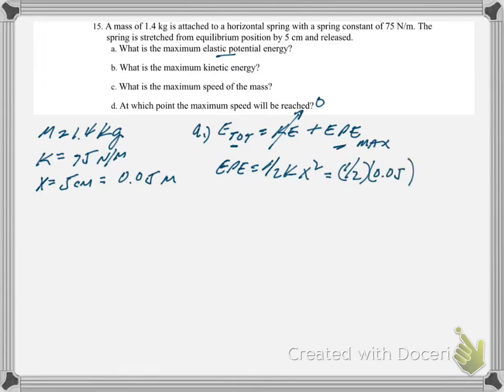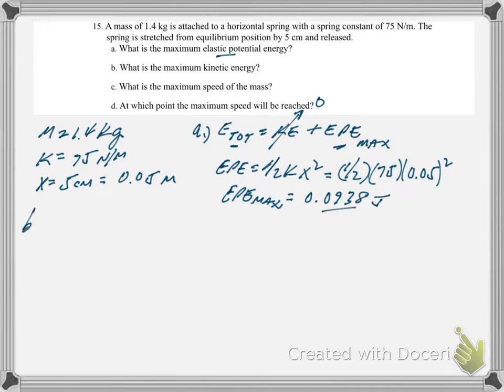Whoops, let's back that up. One half times k, which is 75, times x, which is 0.05, and we have to square that. So EPE max is 0.0938 joules.